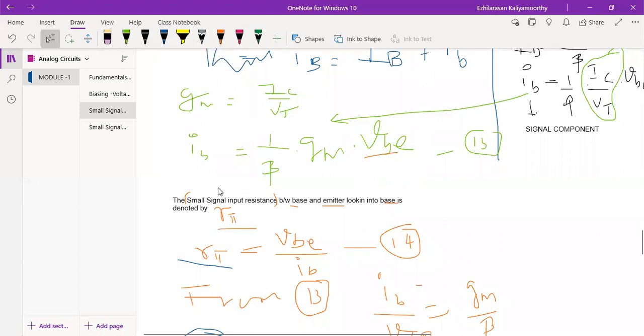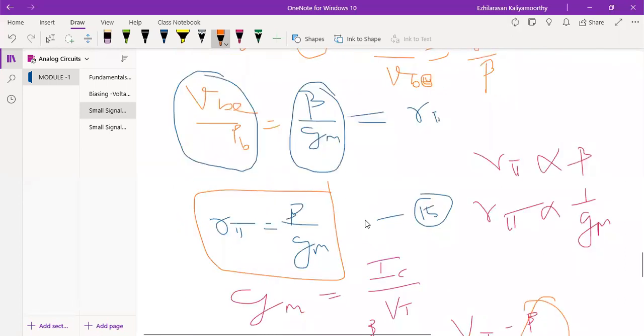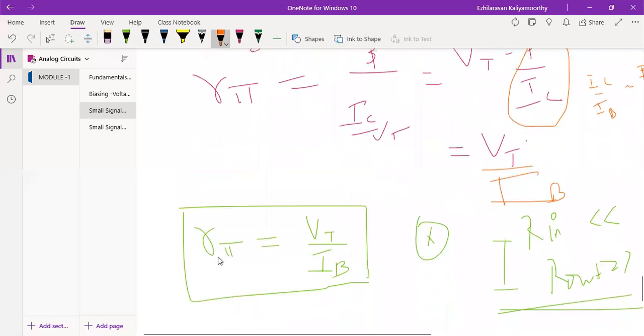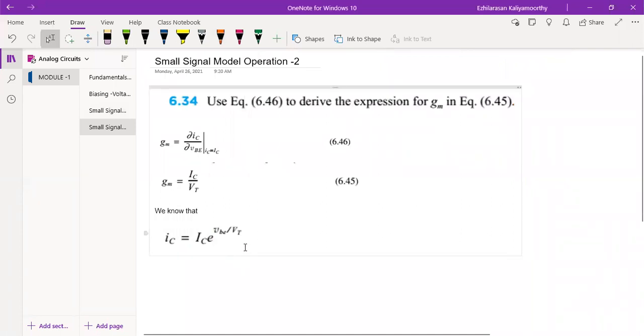The second thing is the small signal input resistance, that is R pi. That also we calculated. R pi is equal to, finally, beta by GM. Otherwise, R pi is equal to VT by IB. This is the important relation we studied in the previous class. Next, let us do some numericals related to this, so it will make more impact to understand the small signal model.